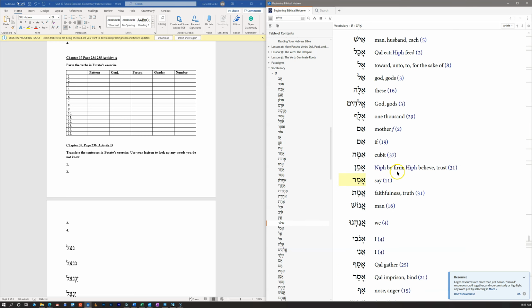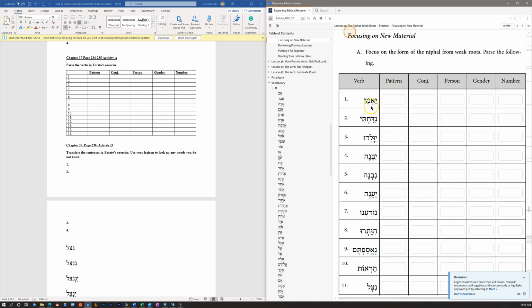It's in the Niphal. Okay, so Niphal, be firm; Hifil, believer, trust. This is the meaning that I have in mind. But in the Niphal, it means be firm. I want to say that probably means be steady, be consistent. I don't think it has just the concrete meaning of like wood or steel or something, but I could be wrong about that. So in that case, the Niphal just brings out this meaning, be firm. So it's not really going to affect your translation a whole lot because you get a specific translation for the Niphal form. So this would just be, he will be firm.